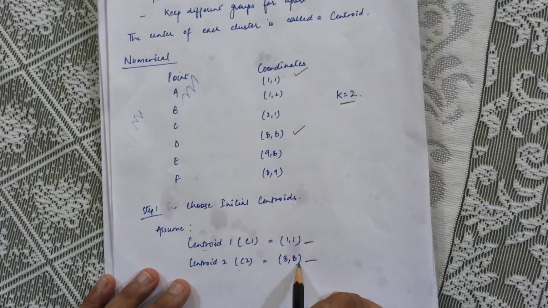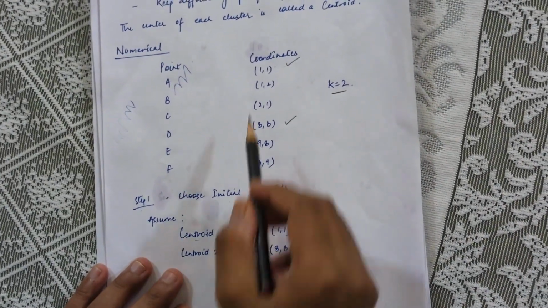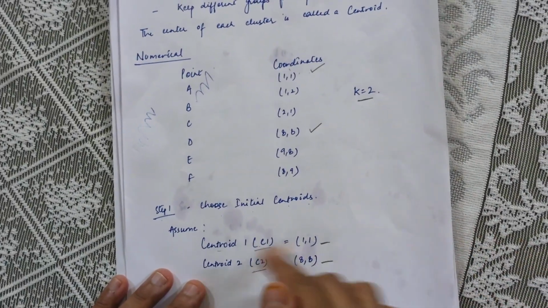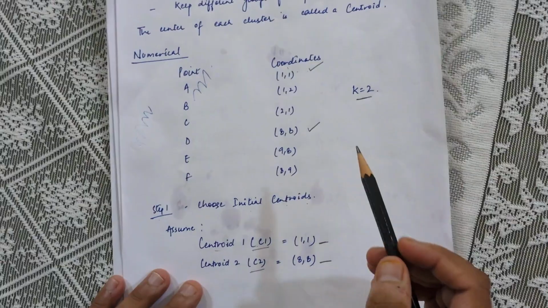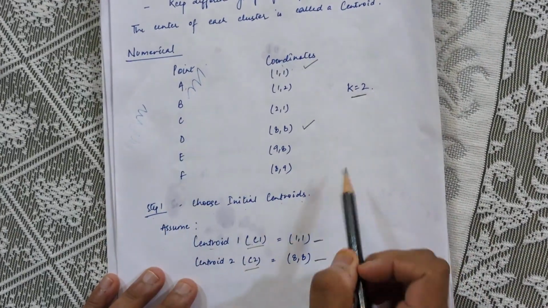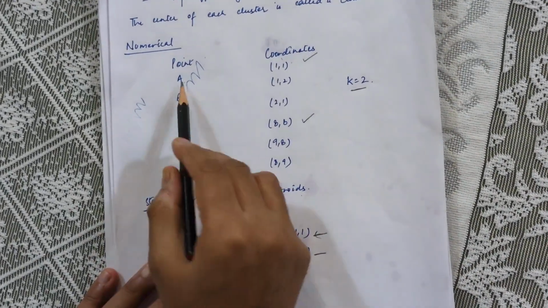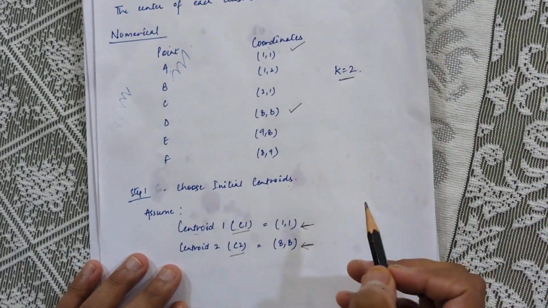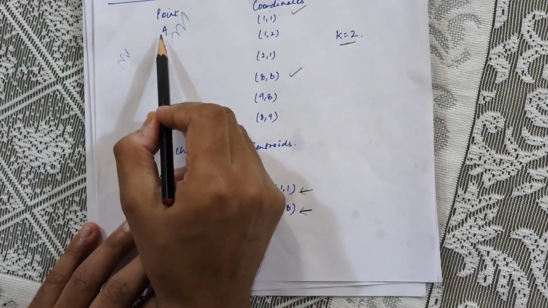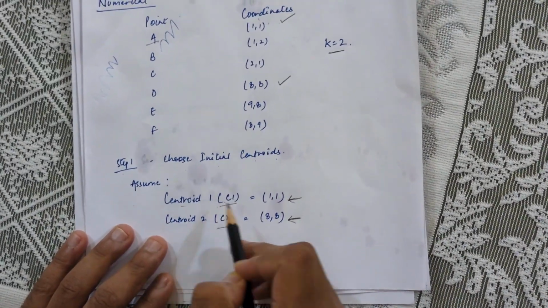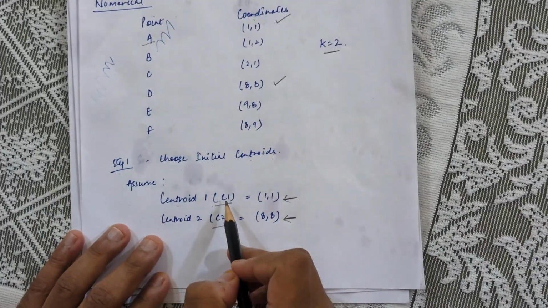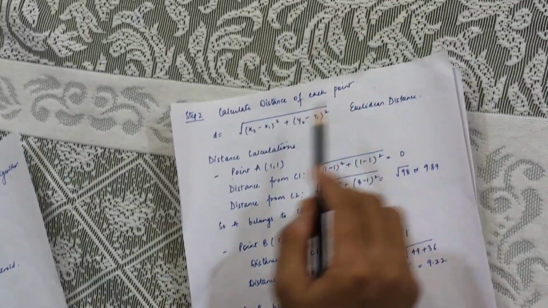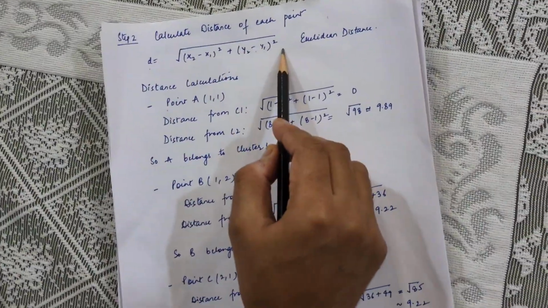Now once you have done that, you will calculate the distance of each point from the centroids using the Euclidean formula, and see if point A is nearer to C1 or to C2. If point A is nearer to C1, then A will belong to cluster 1, else it will belong to cluster 2. So calculate the distance of each point: d equals the square root of (x2 minus x1) square plus (y2 minus y1) square.